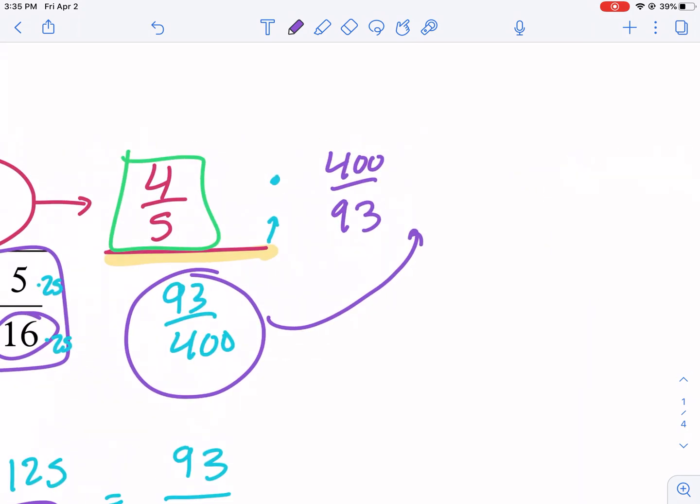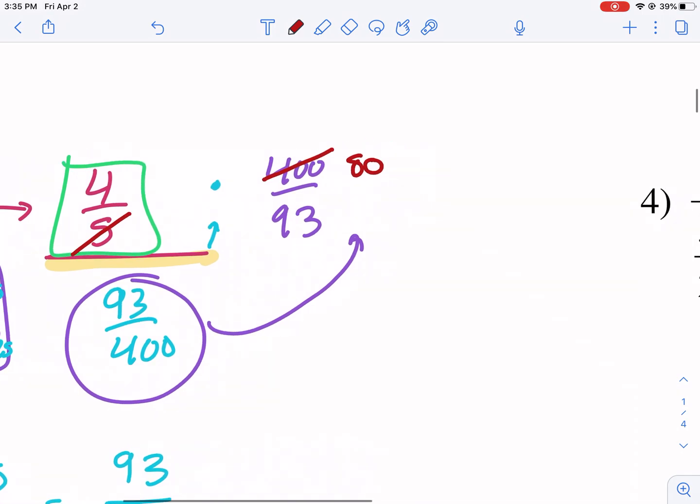We can actually cancel, I think 400 is divisible by 5. Would it be 80, I believe. 80 times 5 would be 400. So we're going to cross cancel this 5 and the 400. So this is going to be 80. And I don't think the 4 and the 93 have a common factor. So what we're going to do is just multiply the top times the top, bottom times the bottom. So if we have 4 times 80, that's 320 over 93, and that's our final answer.